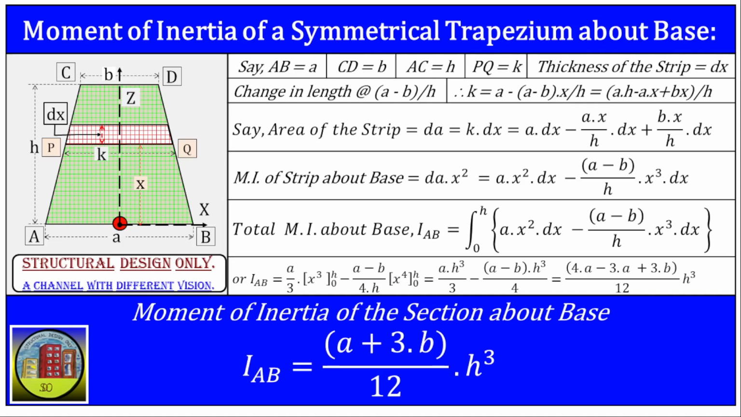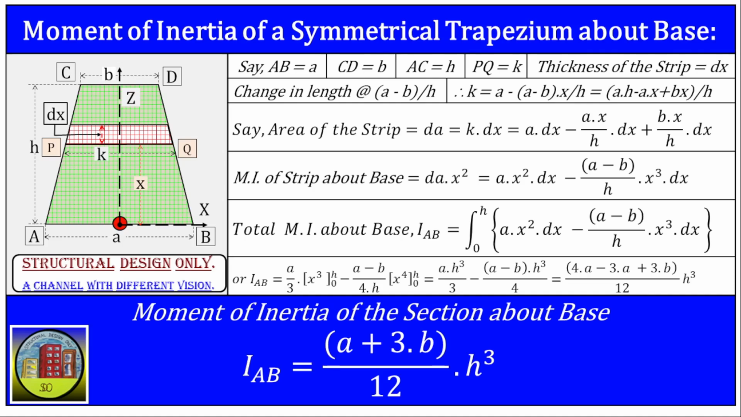Let's denote the length of this strip as k. Due to the trapezoidal shape, the length of the strip changes as we move up the height. This change in length can be expressed as (a minus b) by h. Therefore, the length k can be calculated as a minus (a minus b) multiplied by x, divided by h, which simplifies to (ah minus ax plus bx) divided by h.